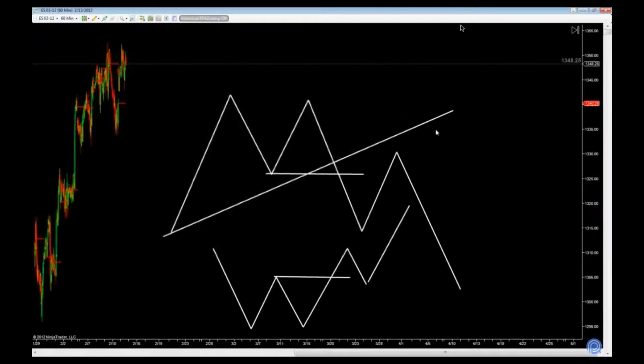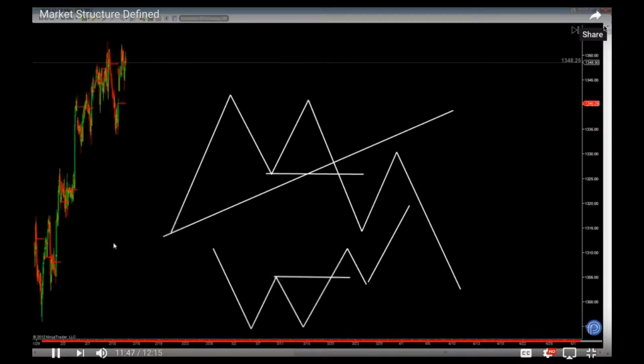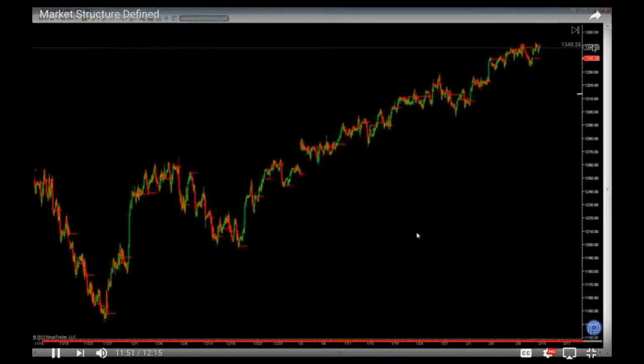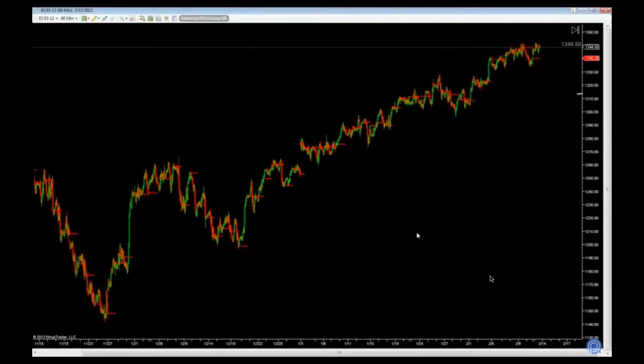Guys, hope you found value. Take away from this a very simplistic approach. Don't overcomplicate the markets. That's the last thing that we want to do. We want to keep it very simple: analyze the trend, analyze the market structure, and allow it to give us permission of what we are to do in the market.